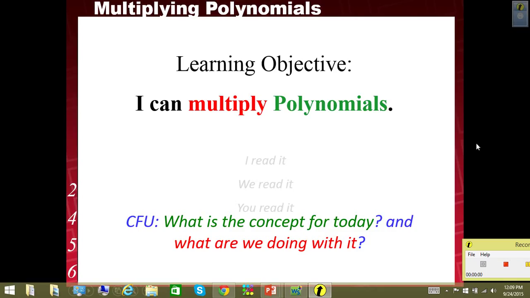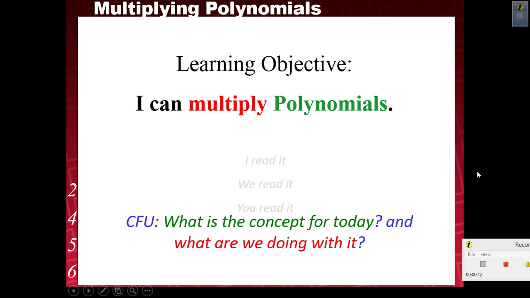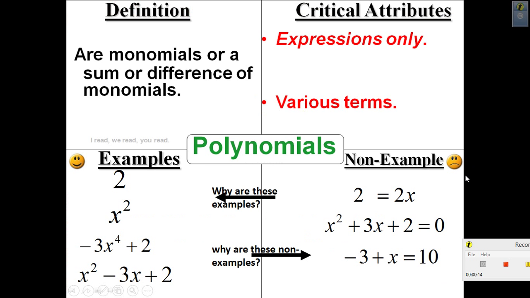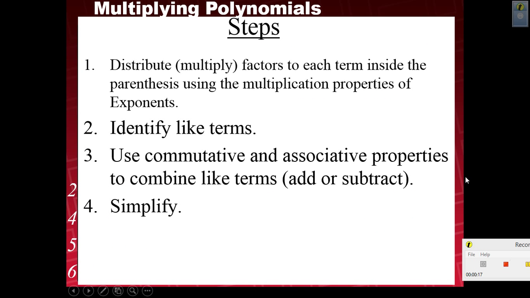Our objective for today: I can multiply polynomials. Read together. 1, 2, 3. I can multiply polynomials. So today we're going to finish the second part of multiplying polynomials. And like I said before, we don't need the Frayer model because we already have that. We don't need the steps because we already have those too.